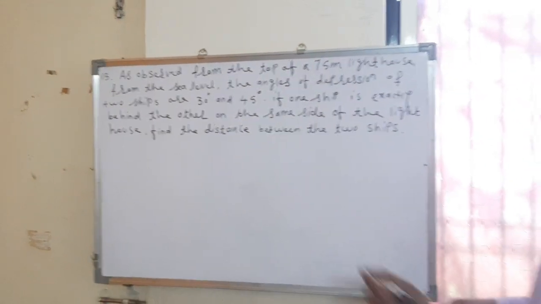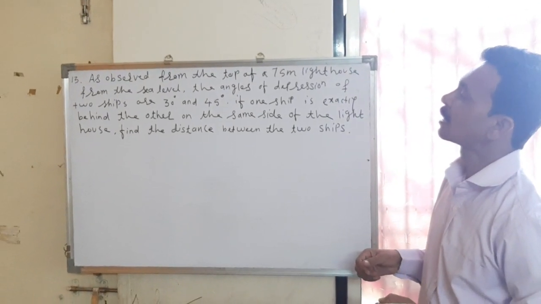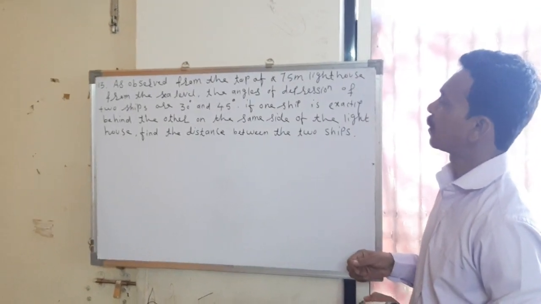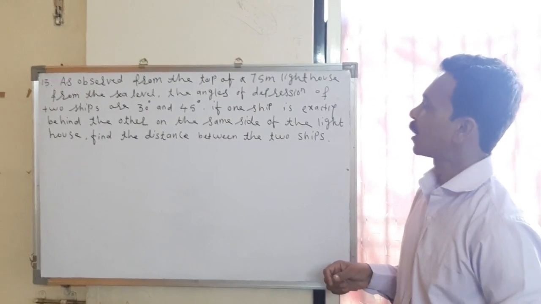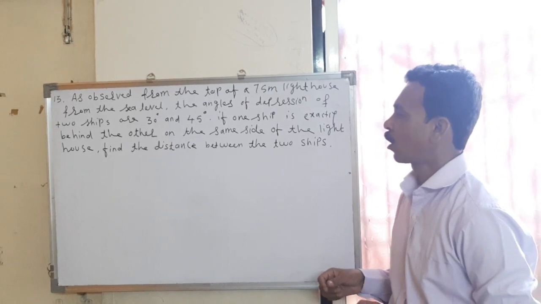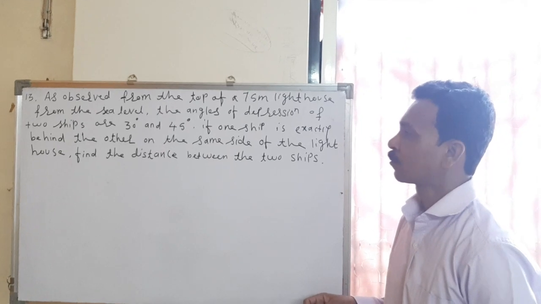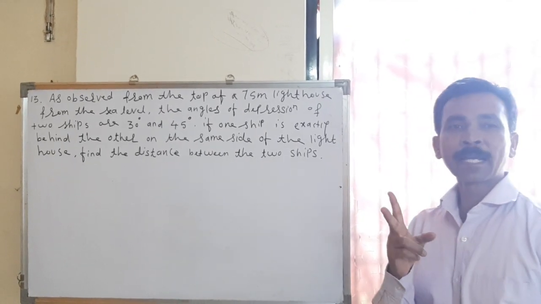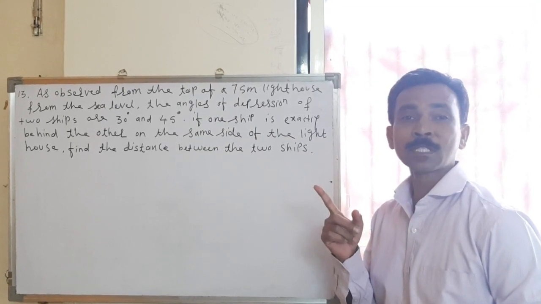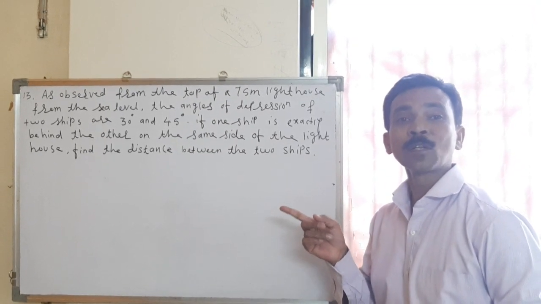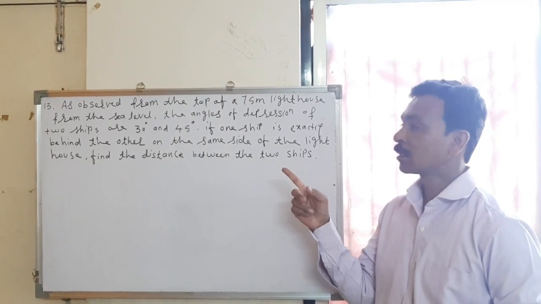The next one is: as observed from the top of a 75-meter lighthouse from the sea level, the angles of depression of two ships are 30 degrees and 45 degrees. If one ship is exactly behind the other on the same side of the lighthouse, find the distance between the two ships. If you look at this sum, both the angles are angles of depression. In the previous sum, one angle was an angle of elevation and the other was an angle of depression. But here both the angles are of depression.